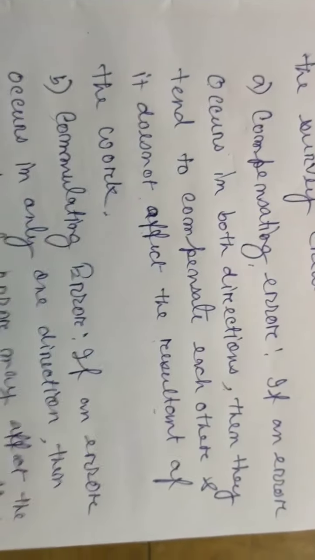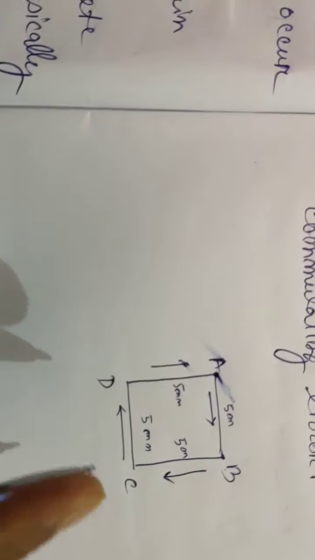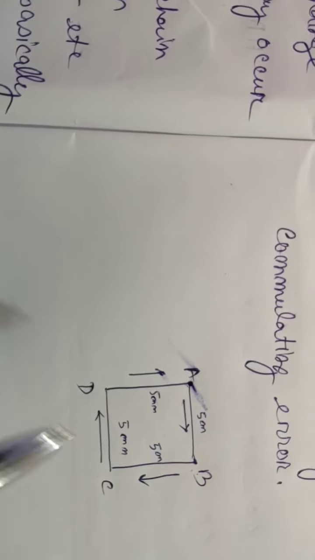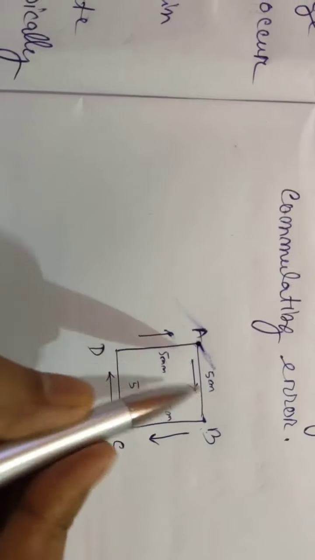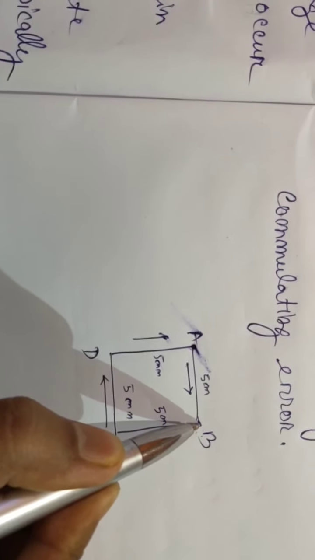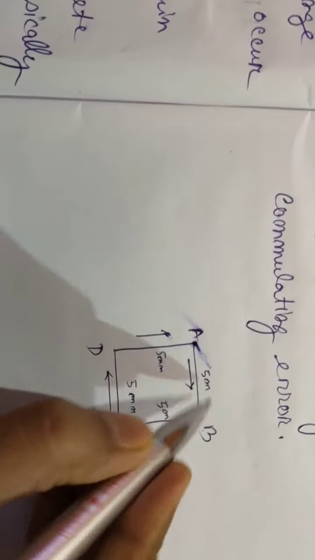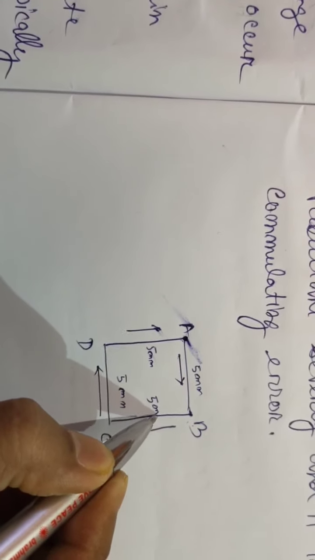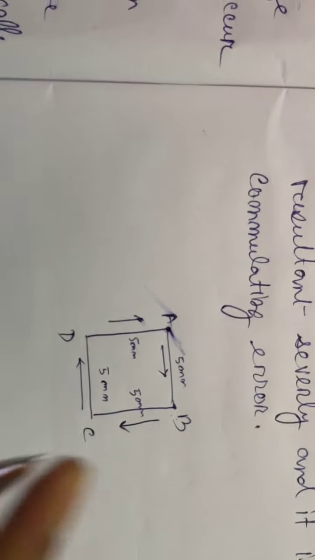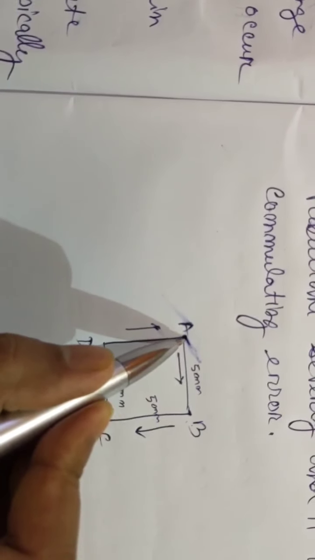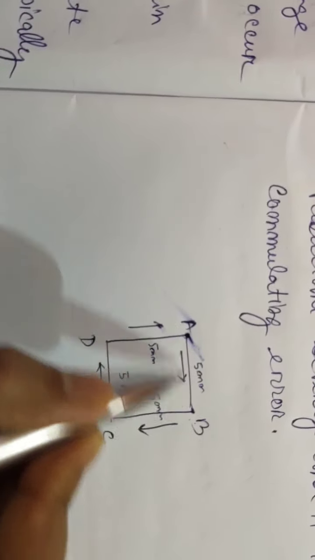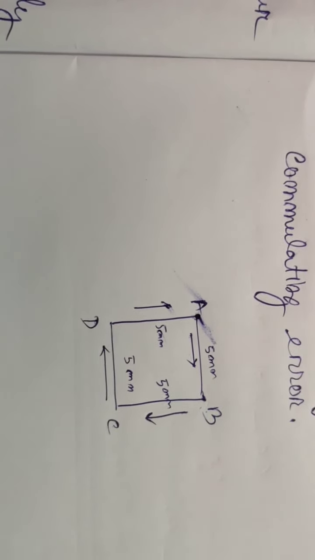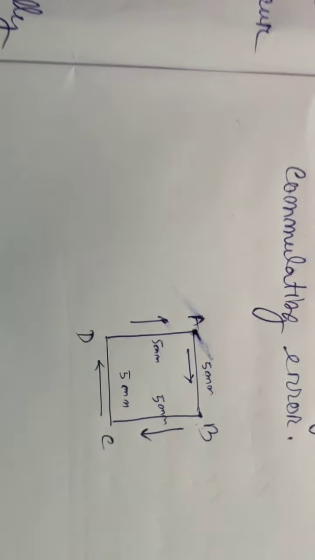So what does it mean actually? Suppose we are measuring one square in the field. The square is ABCD. A is the starting point. From A to B we are measuring, and during that measuring operation, suppose there is an error of 5 millimeter. This is millimeter; a 5 meter error cannot occur. Suppose I am measuring from A to B, and this distance is 10 meters, and I made a mistake, an error of 5 millimeters.